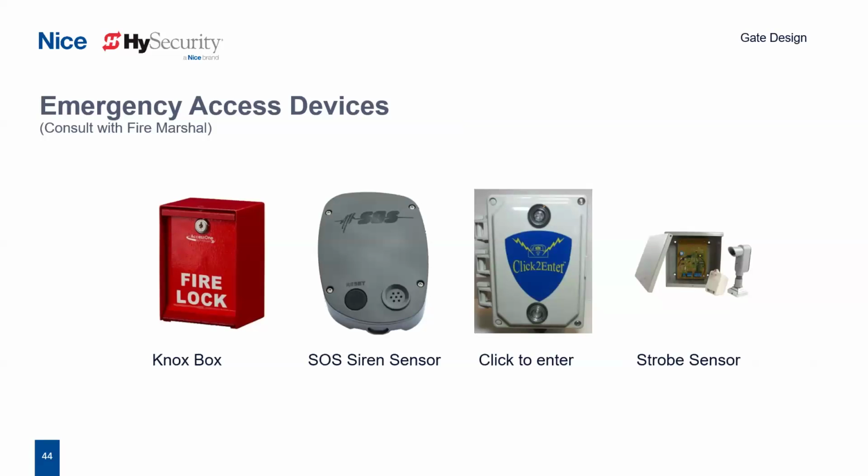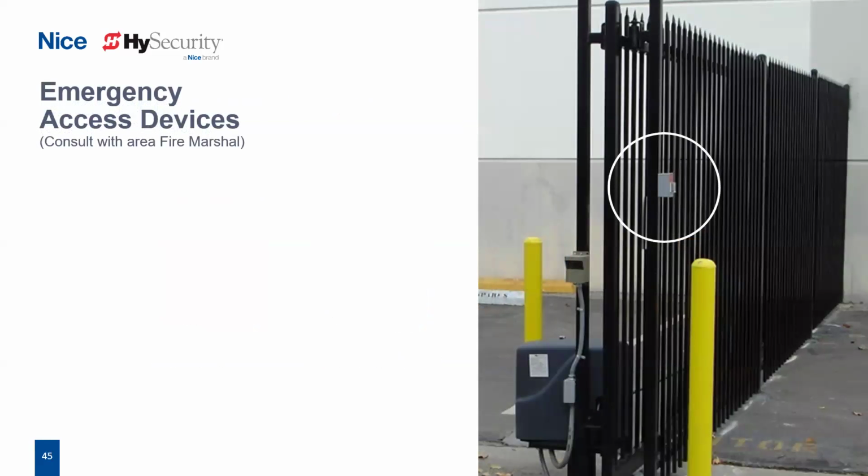When I work on a project with you, I'm going to ask you, have you consulted with the fire marshal? What kind of emergency access device do they want, and where do they want it installed? They're going to tell us what device to use and where they want it installed. This is one of the caveats to the UL 325 safety standard, as the emergency access device can go anywhere the fire marshal wants it.